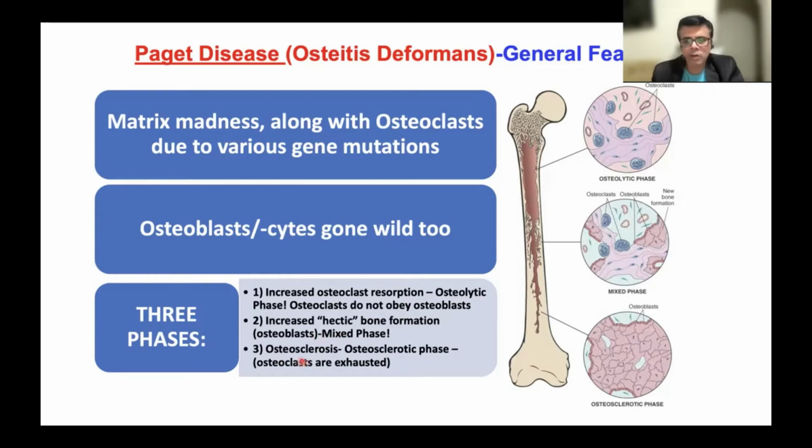And finally, there is osteosclerosis. In this phase, there is marked sclerosis, and osteoclasts are exhausted at this stage. So in osteosclerosis, we get only the sclerosis.